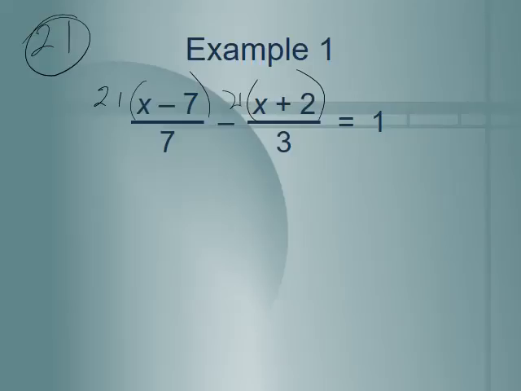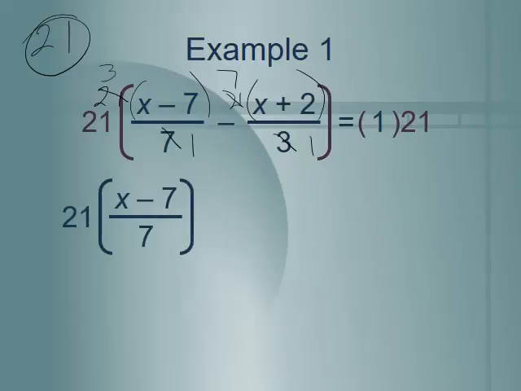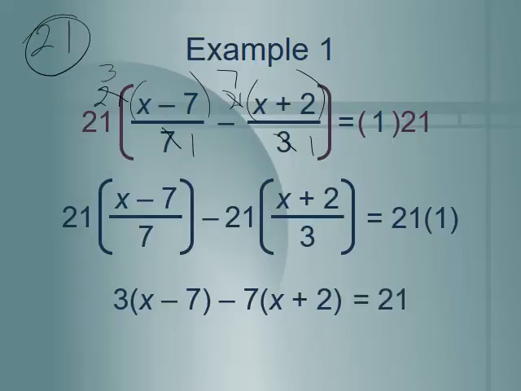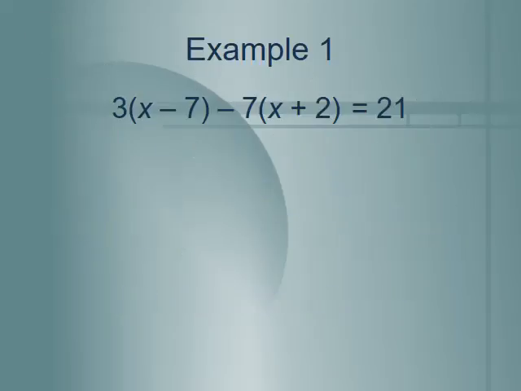And then this will actually reduce to 1. And this will reduce to 3. This will reduce to 1. And this will reduce to 7. And we are left with 3 times x minus 7 minus 7 times x plus 2 equals 21. Remember, whatever we do on one side of the equation, we have to do on the other side of the equation.